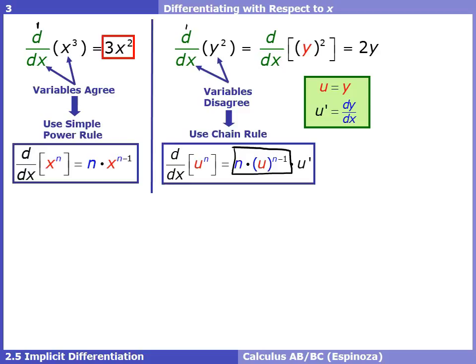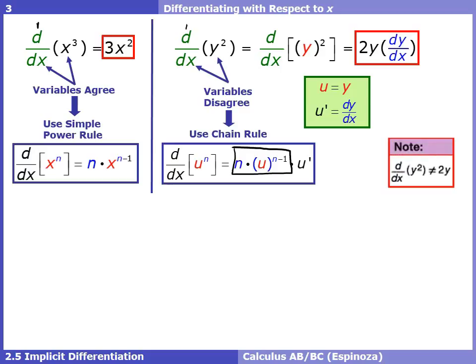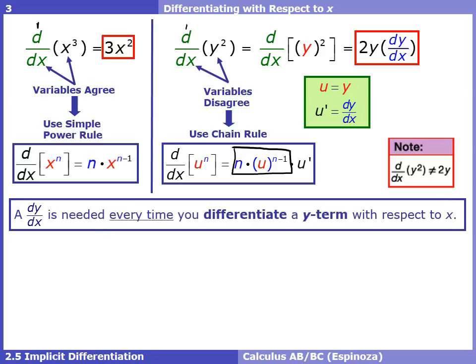So u prime is equal to dy dx, so we need to multiply by dy dx, and that's the derivative of y squared. So just note, the derivative of y squared is not just 2y, it's 2y dy dx. That's the thing you're going to have to keep in mind every time you take the derivative of a y term. You can take the derivative just like if it was an x term, but you're going to have to make the addition of a dy dx piece. You're going to have to throw in the dy dx every time you take the derivative of a y term. So we'll have to keep that in mind every time we're taking derivatives.